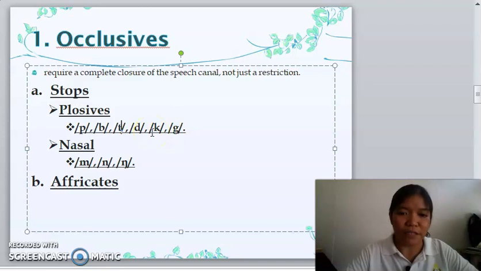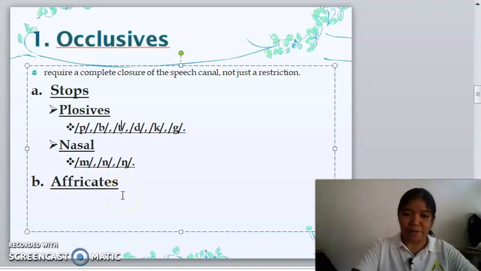Also, we have stops which are nasal. I've told you a while ago, nasal sounds are produced in the nasal cavity, like M, M. So again, bilabial siya, M. The sound of N, N, and the sound of NG. The symbol for NG is this, N with a tail of G. So, Ng, the sound of Ng.